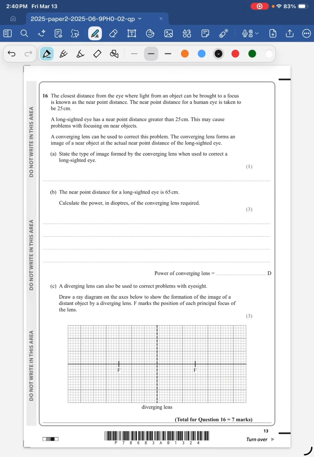So it's just a virtual image, right? Virtual image, and again, virtual images are formed on the same side of the lens. I mean, if this is your lens, a virtual image is on this side and it's upright.